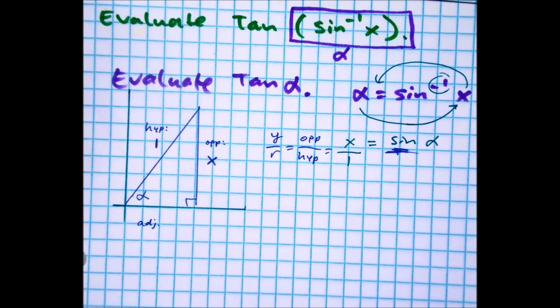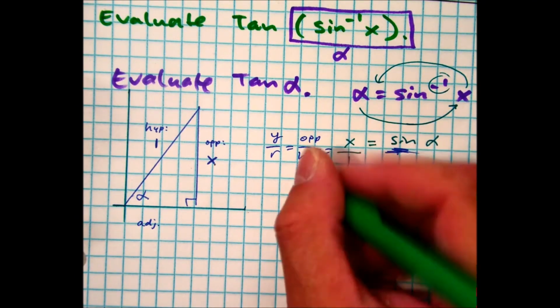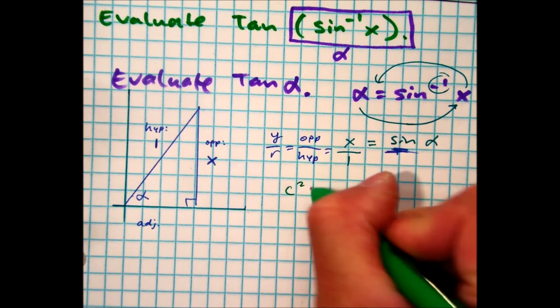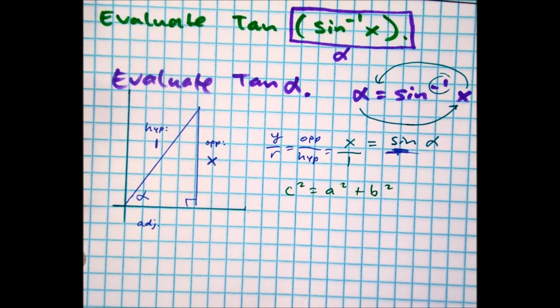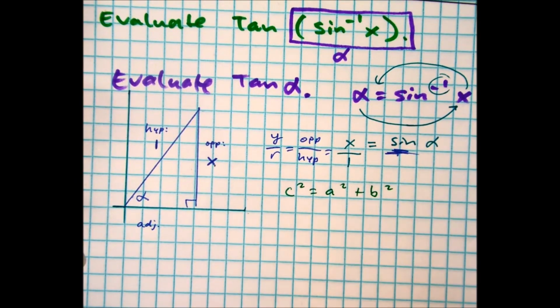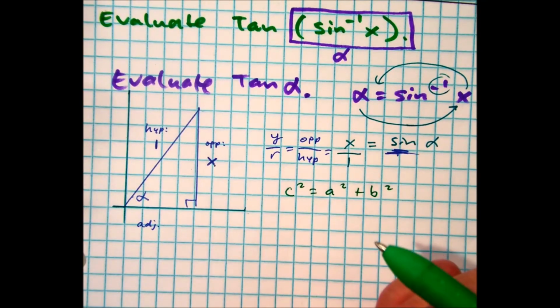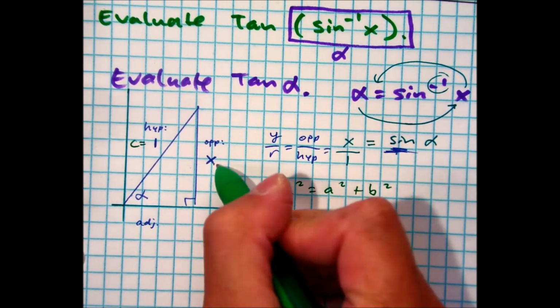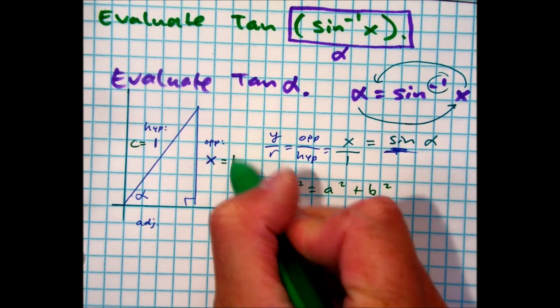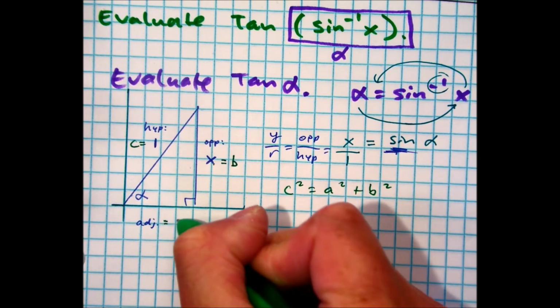Class, how did we solve for a missing side of a right triangle given two sides? What do we use on Friday? Let's use the Pythagorean theorem. C squared equals a squared plus b squared. The most important letter here is C, which is which value? Does it matter what this is? B, call this one A.